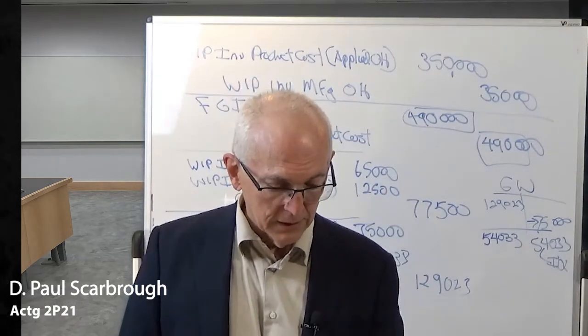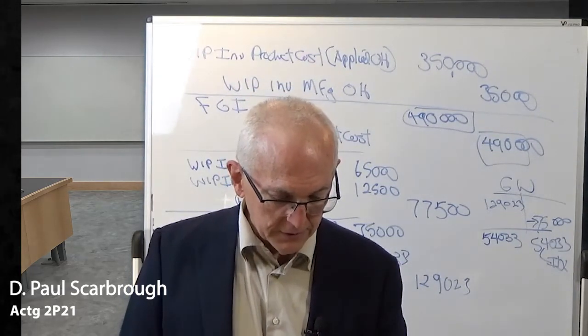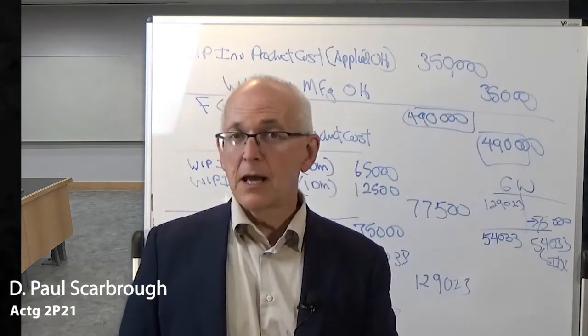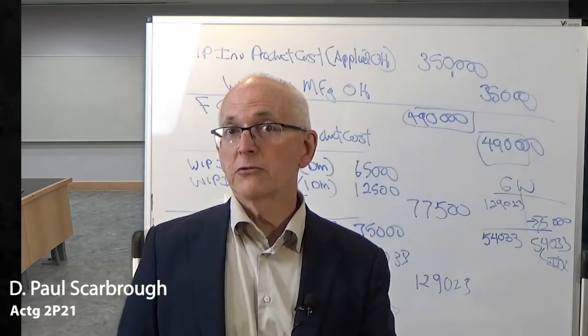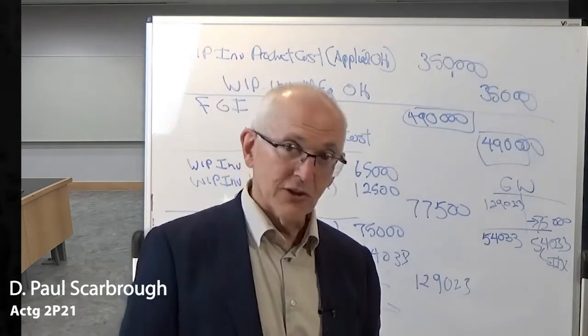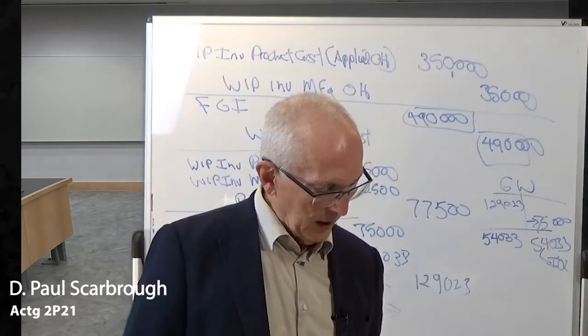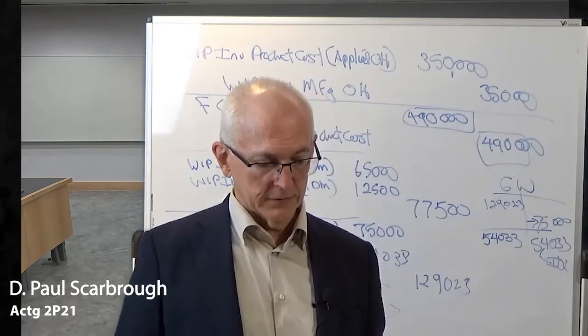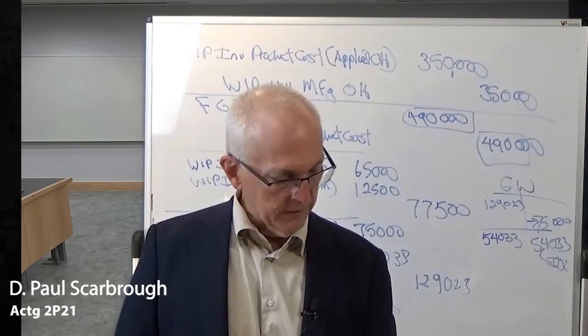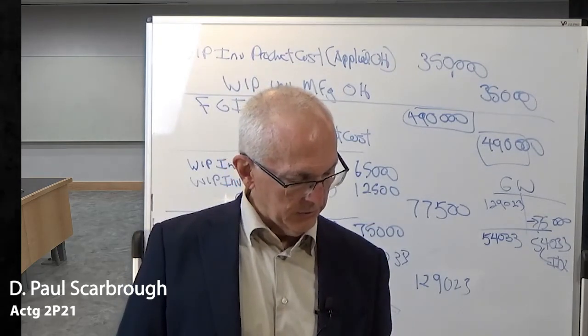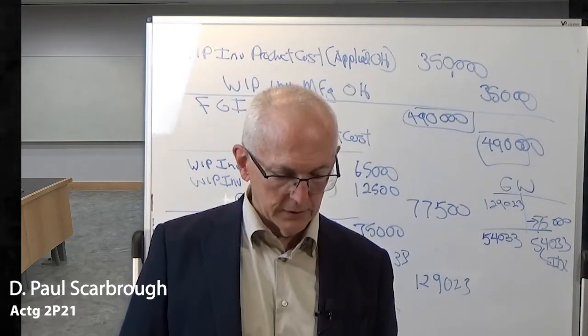Yeah, 560. You have 560,000 and you have 30,000 left. So that means 530,000 were actually transferred out to cost of goods sold. Let me check my answer here. My answer says 535,000. So it's quite obvious that I have not added something up correctly when I was doing this.